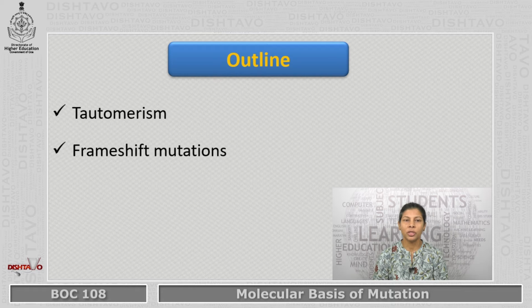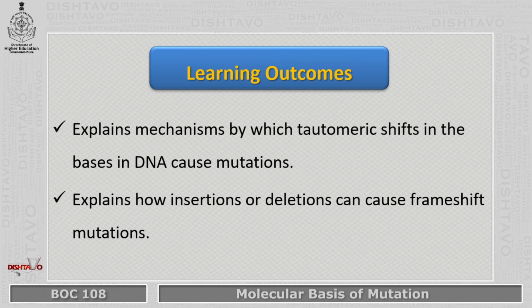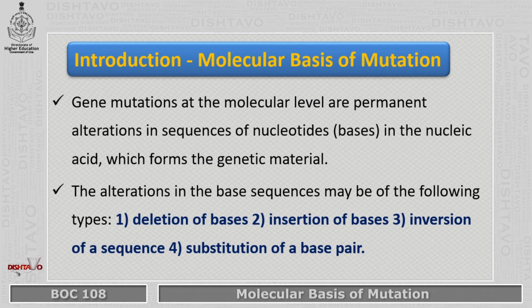This module deals with tautomerism and frameshift mutations. In this module, we will be talking about the mechanisms by which tautomeric shifts in the bases in DNA cause mutations. It also explains how insertions or deletions can cause frameshift mutations.